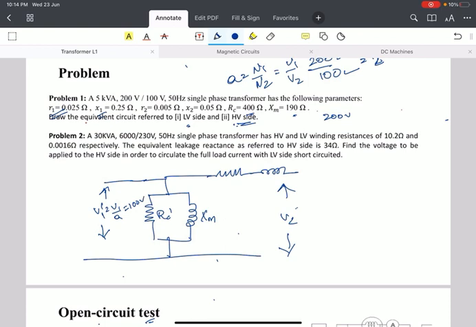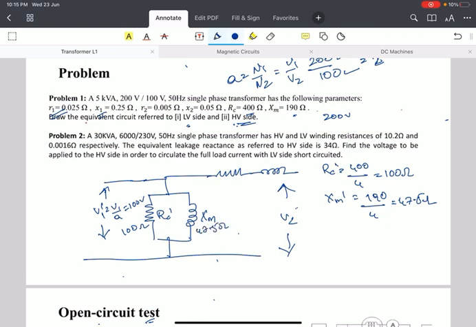Similarly, RC dash is equal to RC divided by A square. RC is 400, so RC dash is equal to 400 divided by 4, which is equal to 100 ohm. Similarly, XM dash is equal to XM, which is 190, divided by A square 4, therefore it is equal to 47.5 ohm. Therefore, we can write it as 100 ohm and 47.5 ohm.